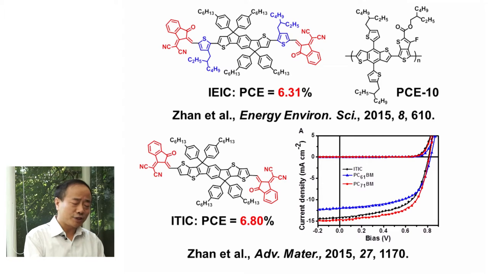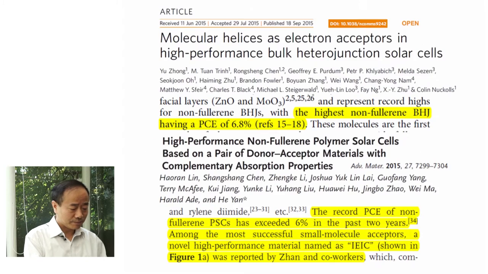Another example from the IDT core, we call IEIC acceptor. When blending with PCE10 polymer donor, we got efficiency around 6.3%. Then we condensed IDT with two thiophene to get IDTT molecules. We called it ITIC. When blending with PCE10, we got efficiency around 6.8%. This efficiency actually is higher than that of the C60 PCBM control device, but a little bit lower than the C70 PCBM control device. So some groups, for example Professor Nicholas's group and Professor Yan He's group, said we report the highest non-fullerene polymer solar cell.